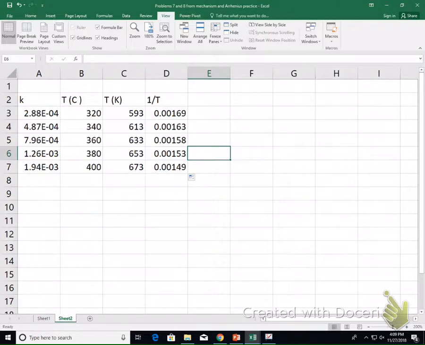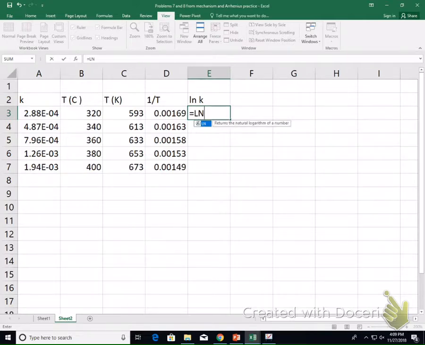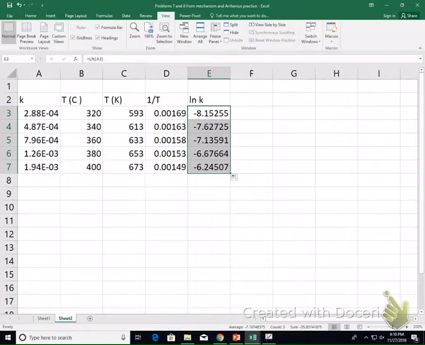All right, then I'm also not interested in the rate constant. I'm more interested in the natural log of the rate constant. So I want an equation for that. So let's input natural log, open the parentheses up, and I want A3 here. So close that down. Yep, they're negative numbers. So let's copy that down. And let's start making a graph.